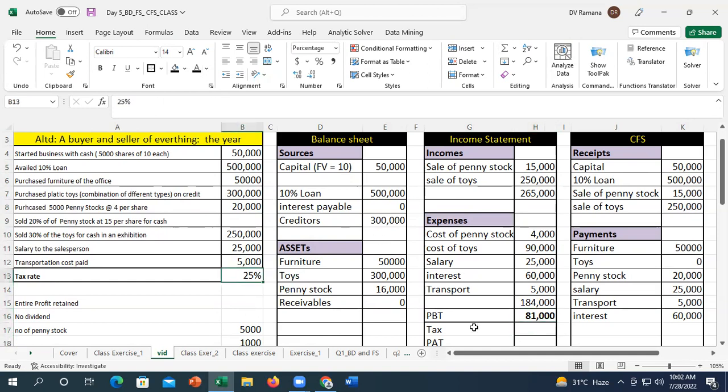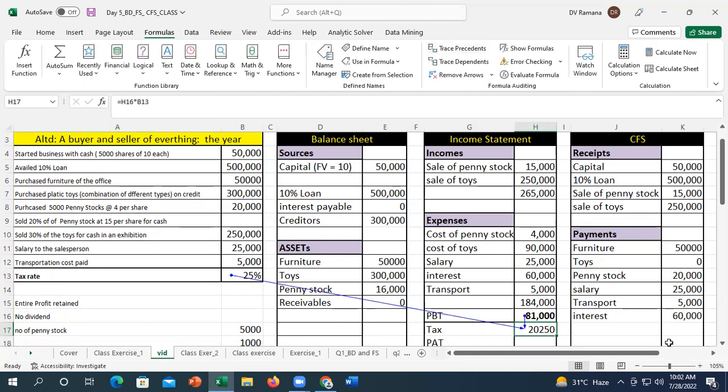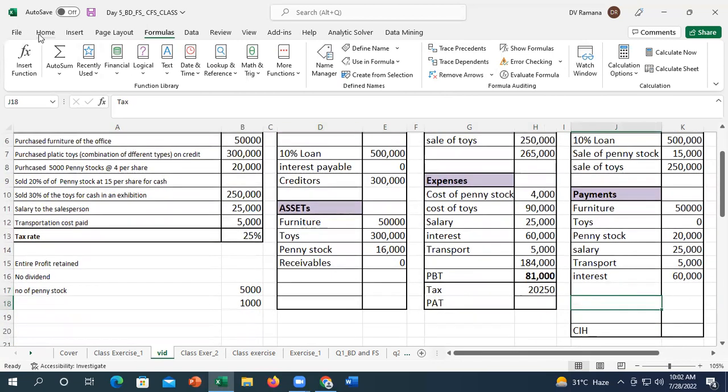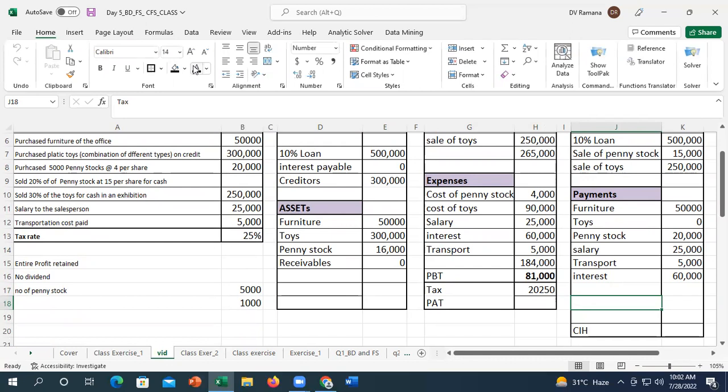Tax is 25%. So tax will be 25% of PBT. Unless specifically mentioned, we always calculate the tax on profit before interest and before tax. And let us pay the tax also. The tax payment is an outflow of cash. If not paid, we would have shown that as a liability.